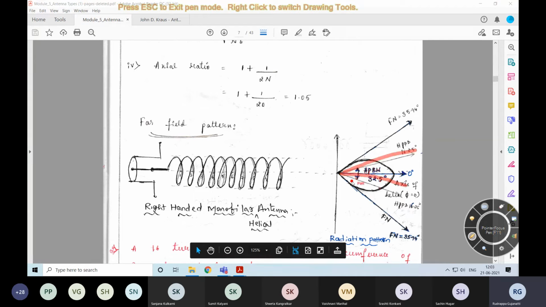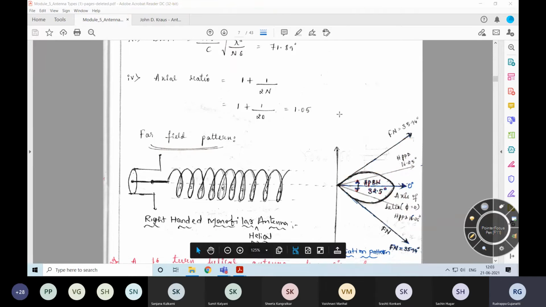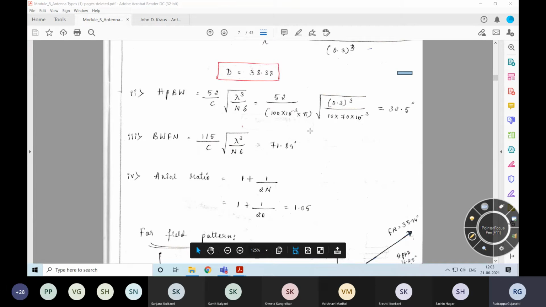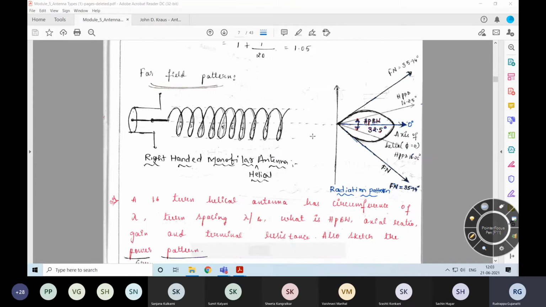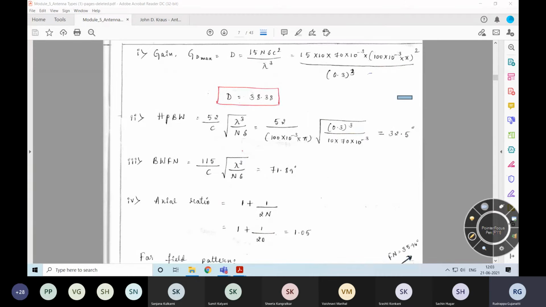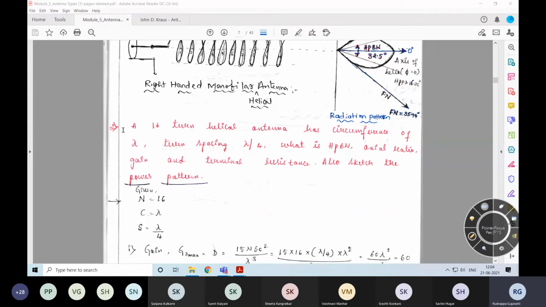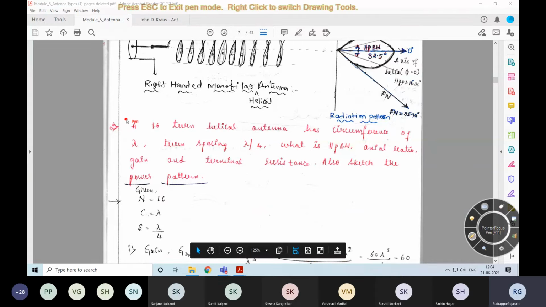So these are the 2 points what they have considered, and this is the half power beamwidth, and these are the 2 points for the nulls, and beamwidth between the first null, that is this angle, is around 71.89 degrees. So this is an example pertaining to the helical antenna. A similar kind of antenna problem is discussed in this part, so I'll not be discussing this aspect.